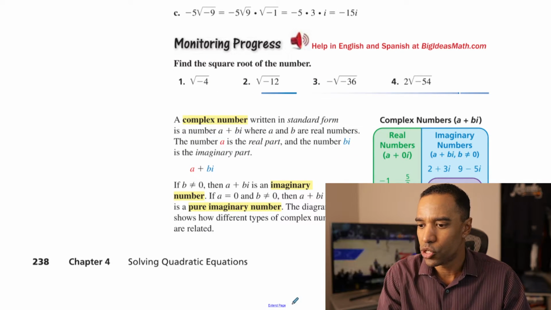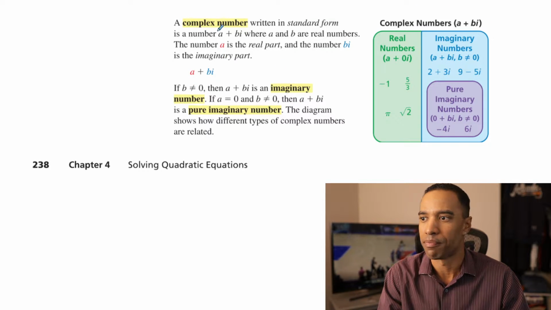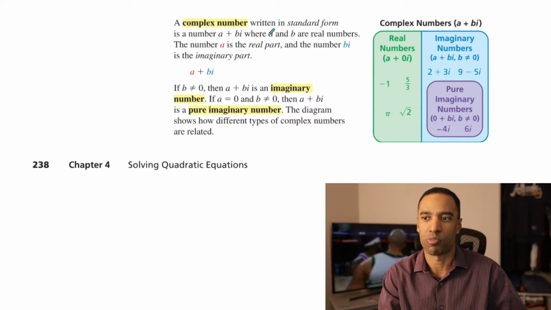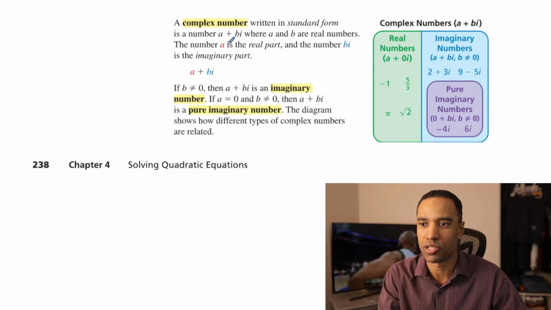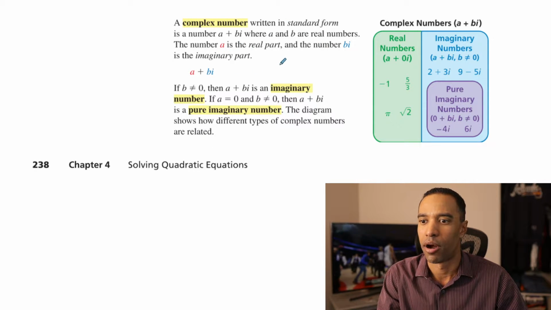All right, let's dive into the complex number, just the phrase in and of itself. A complex number, written in standard form, is a number a plus bi, where a and b are real numbers. The number a is the real part, the number bi is the imaginary part.